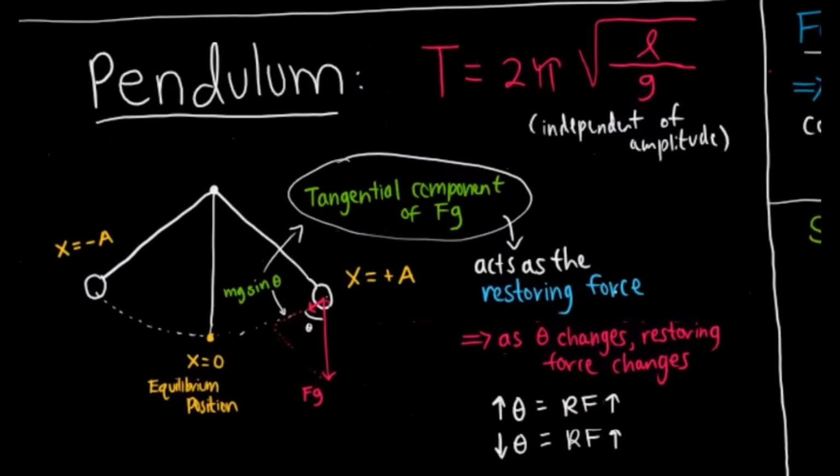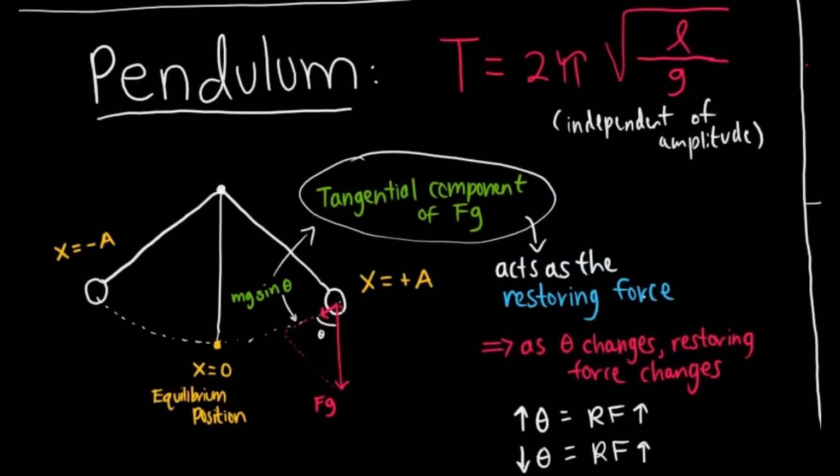So let's first look at a pendulum. So the equation for a pendulum is 2 pi times the square root of the length of the pendulum over the gravitational constant.